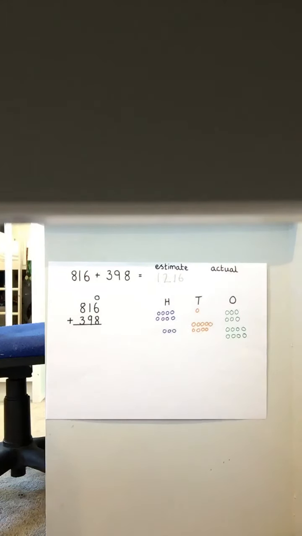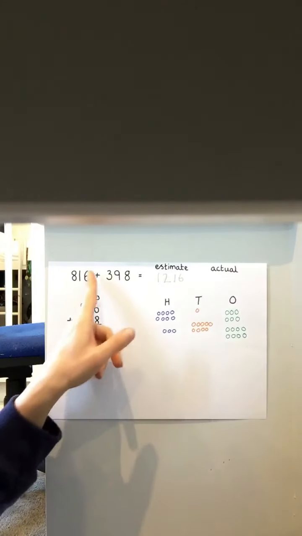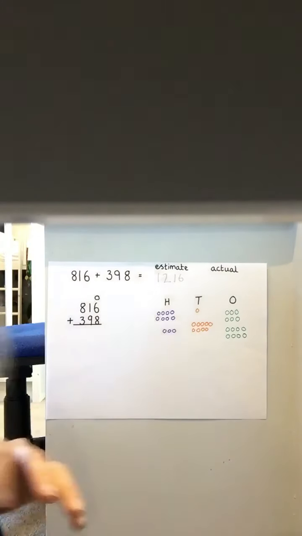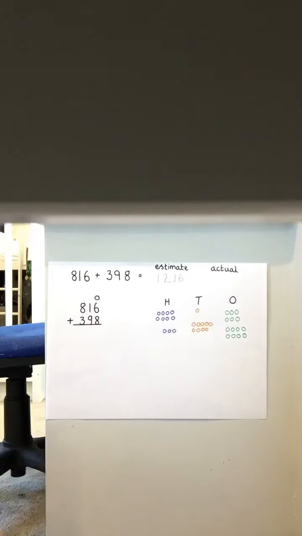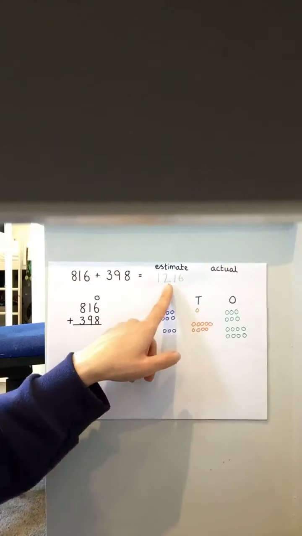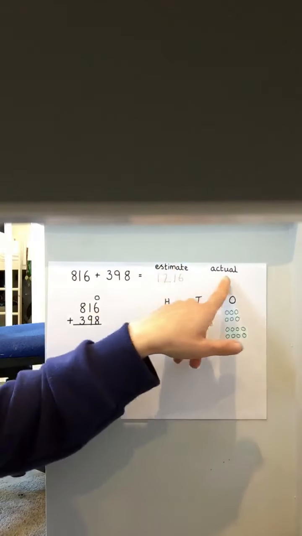Hi, so this is my second video, and this is going to go through again adding two 3-digit numbers, but this time there will be a lot of regrouping. So we'll have to regroup in every stage in this one because they all cross a tens boundary. Now, as you can see here, I've written estimate and actual.